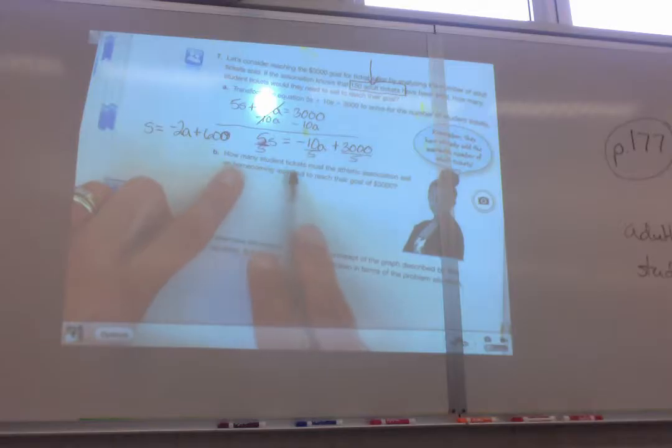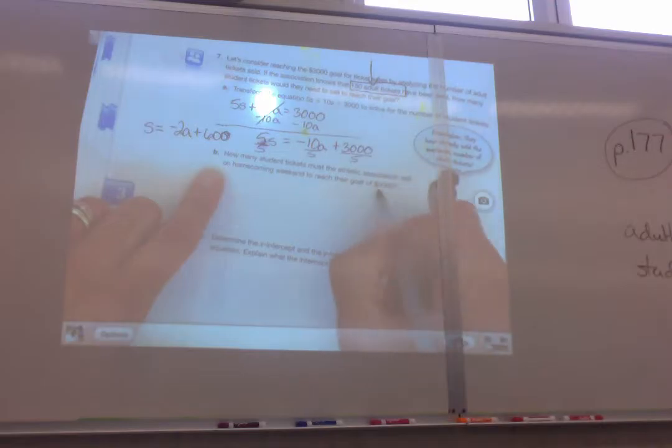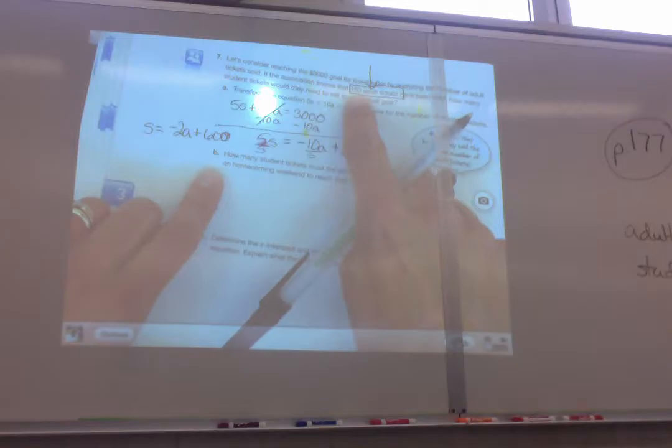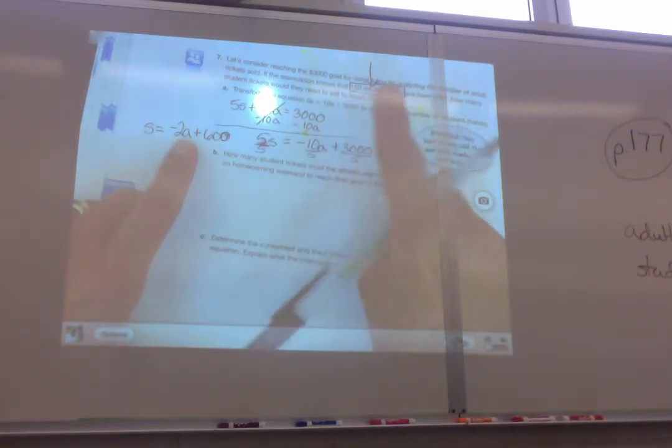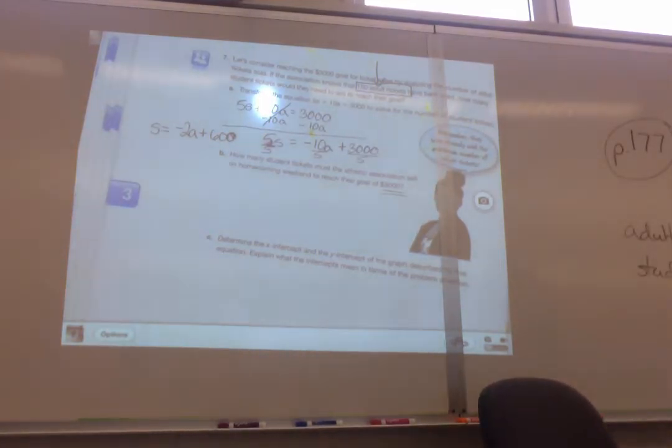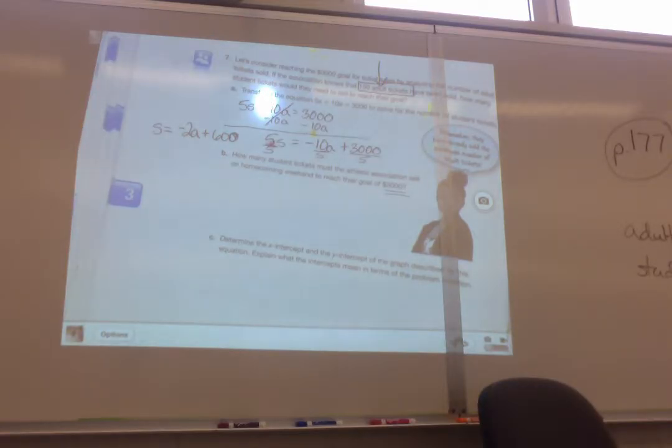Okay, how many student tickets must the Athletic Association sell on homecoming to reach their goal of 3,000? Using the 150 adults and using this equation, please figure out how many student tickets they must sell. I'm going to move around the room. Adults, 150. What do we need for students?